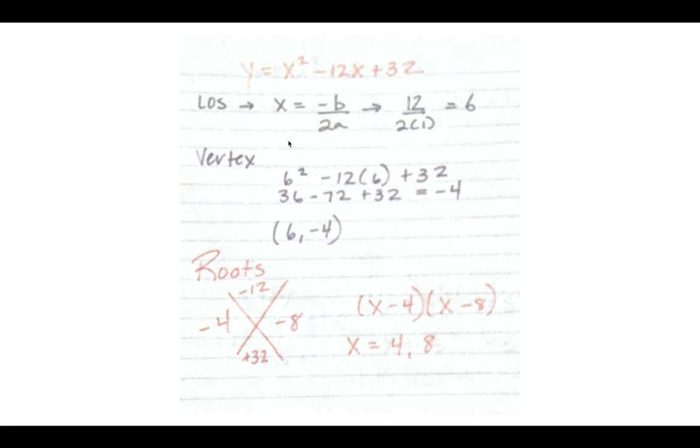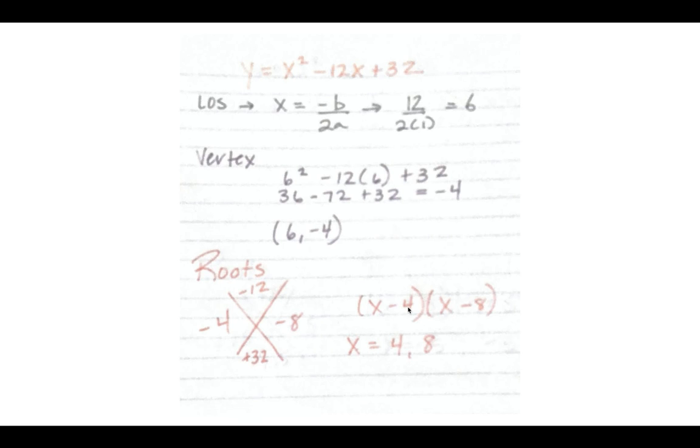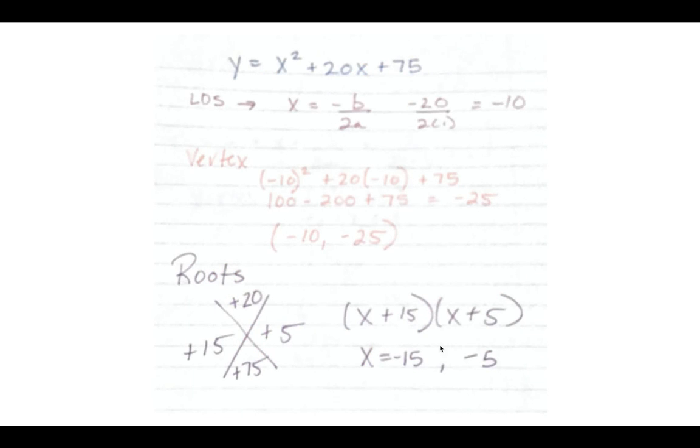On this one, same procedure, opposite b divided by 2a to get my line of symmetry at 6. Substitute that back into the equation, solve, I ended with a vertex of 6, -4. Because a is 1, I need to find numbers that add to -12, multiply to +32, I get -4, -8. Those are not my roots. I then set each factor equal to 0, and I end with roots of 4 and 8.